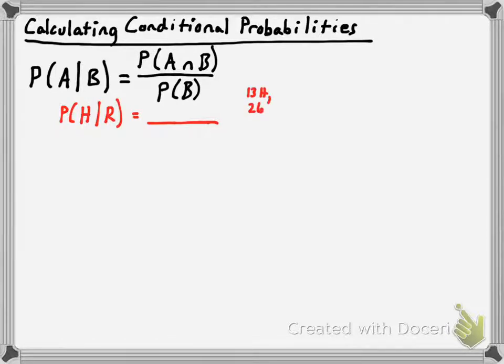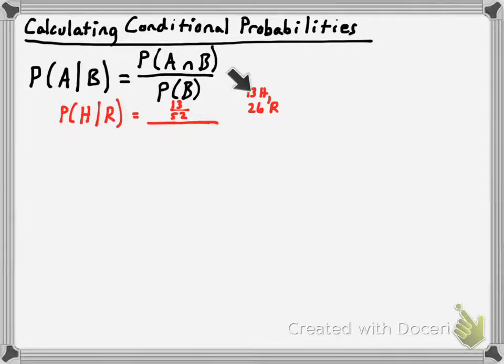There's 26 red cards, aren't there? And isn't every one of the hearts also red? So what we can say is that there was a 13 out of 52 chance that we would get a card that was both a heart and was red. Okay, and then we want to divide that by the probability of the given event, which is the probability that we get a red card.